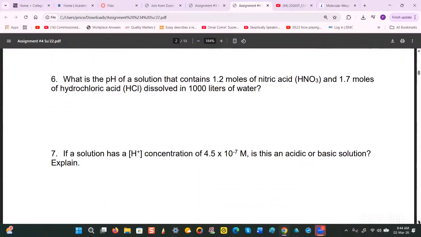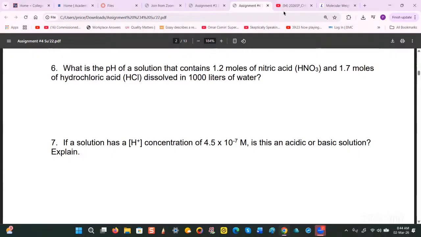Now, let me see if you can tell me what you do in this case. In this case, the question is asking for a pH that contains 2 acids. One of them is nitric acid, and it gives you the amount of moles, 1.2. And the other is hydrochloric acid, and they give you the moles of that. And it says that it dissolves in 1,000 liters of water, right? So, how would you tackle this problem? Let me hear your ideas. And you guys out there in Zoom, feel free to chime in. How would you solve this particular problem? They gave you the 2 acids and their mole values, and the total volume of the solution is 1,000 liters.